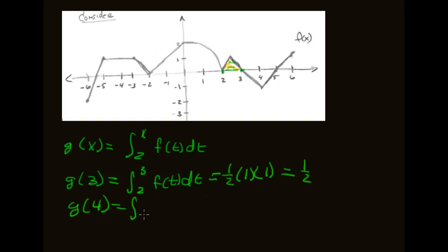So this is the integral from 2 to 4 of f of t dt, right? Well, the first part of that integral, from 2 to 4, is still this triangle. It has a measure of 1/2. The second part of that is this triangle here, which is below the line and also has a base of 1 and a height of 1. So this is like 1/2 minus 1/2. That means that's 0. So given that function g here, g of 4 would be 0.